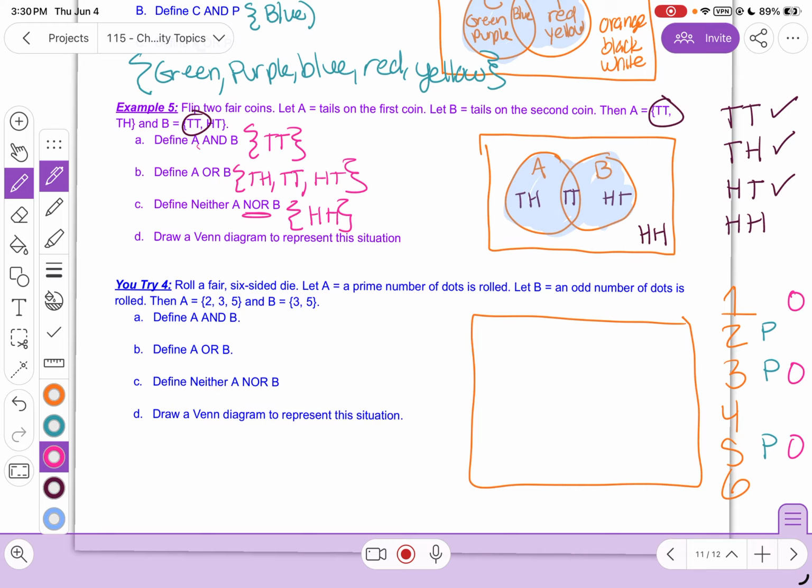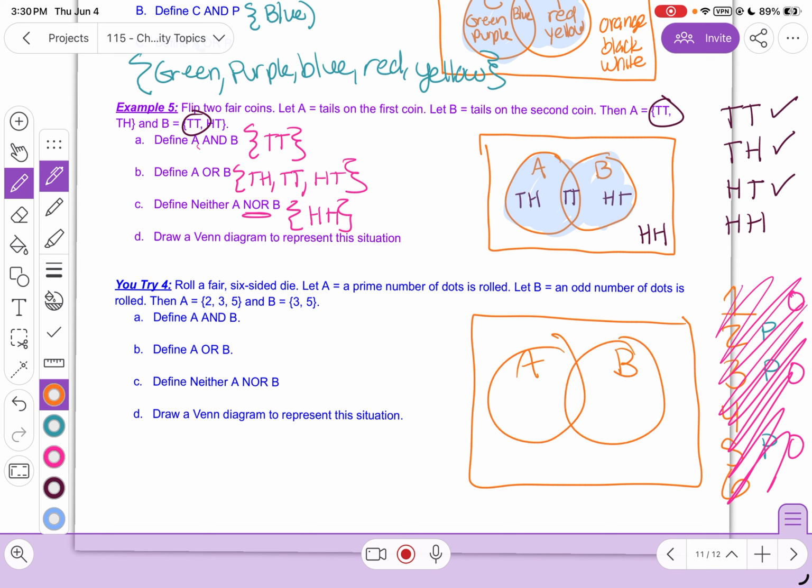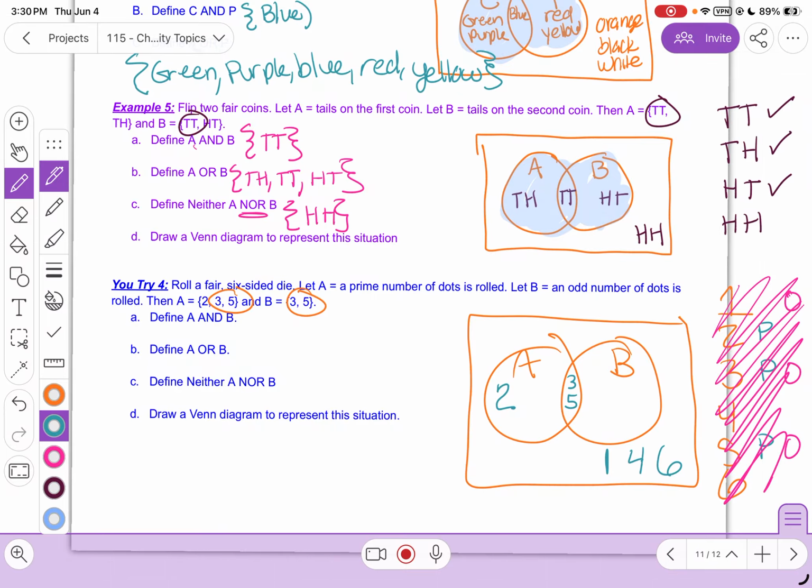Well, that's silly. Odd number of dots is rolled. So, even though I wrote this over here, I'm going to go with what I put in the problem. So we'll just go with that. A, B. So, in both, we have 3 and 5. In just A, we have 2. In B, there's nothing that's not also in A, but we haven't written 1, 2, 3, 4, or 6. So, technically 1 should be in B, but it's not listed here, so we're going to go with that.